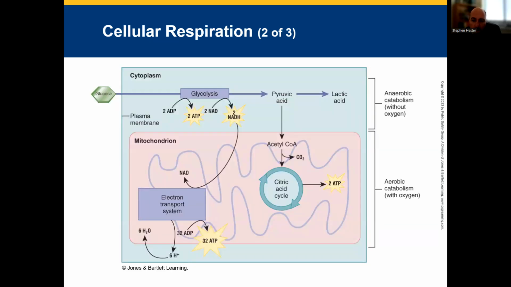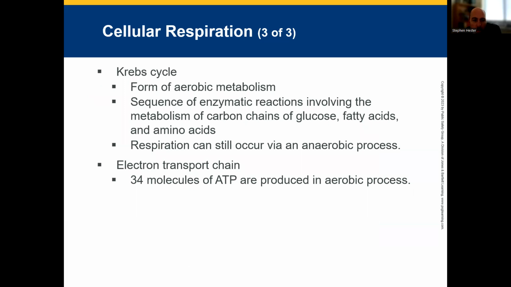All right, this figure shows anaerobic metabolism versus aerobic metabolism. During anaerobic metabolism, which occurs in the cytoplasm, the breakdown of glucose results in lactic acid. During aerobic metabolism, which occurs in the mitochondria, the breakdown of glucose results in carbon dioxide, water, and adenosine triphosphate. The Krebs cycle is a form of aerobic metabolism. It's also called the citric acid cycle or the carboxylic acid cycle.